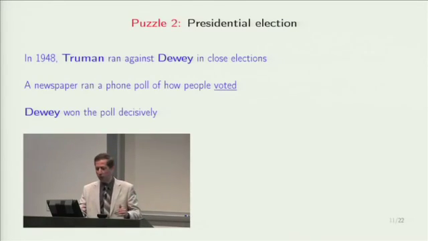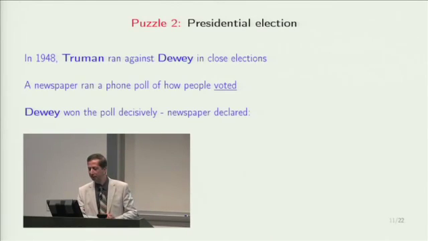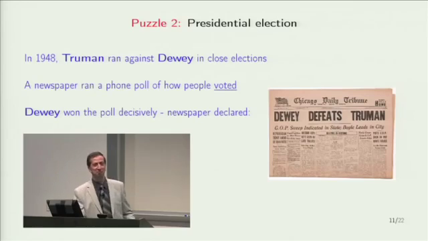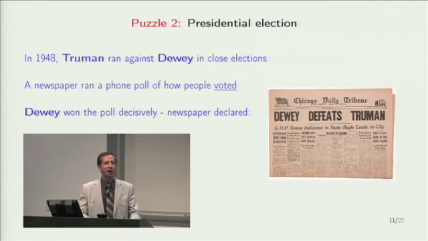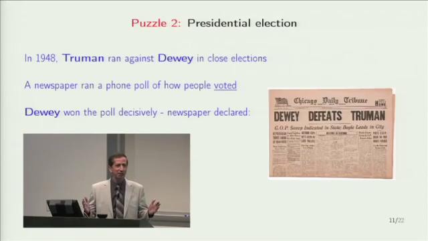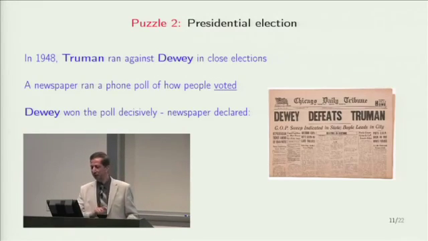The result was so obvious that they decided to be the first to break the news, and they printed their newspaper declaring that Dewey won. What happens when someone wins an election? They have a victory rally. So let's look at the victory rally.